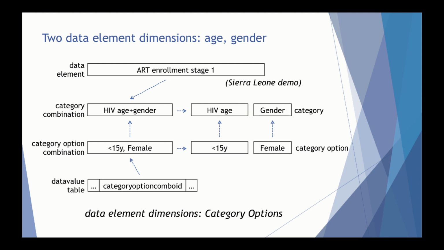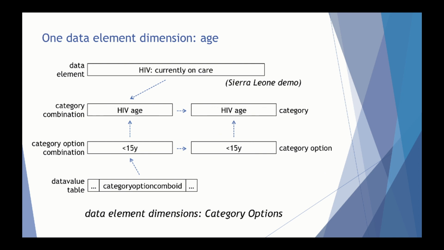What if you only have a single data disaggregation, such as age? Well, in that case, you assign the data element. In this case, a real example from the Sierra Leone demo is HIV currently on care. It's broken down by age, but not by gender. So in this case, you have a category combination, HIV age, and you notice it has the same name as the category, HIV age. We still use the same structure in the database, even if you don't have a combination of categories with more than one category in them.